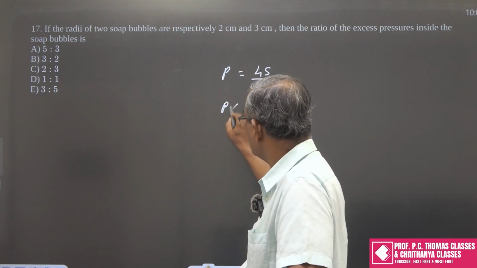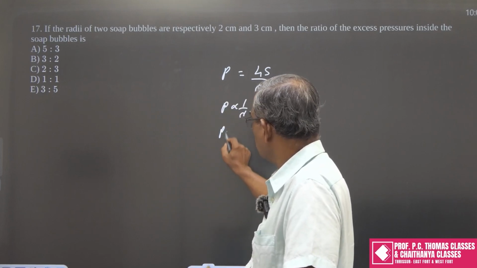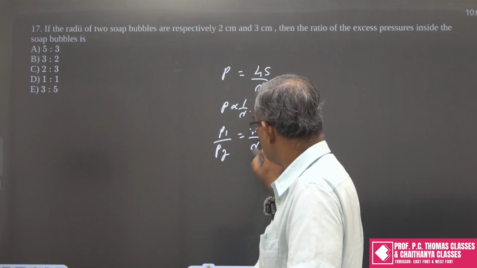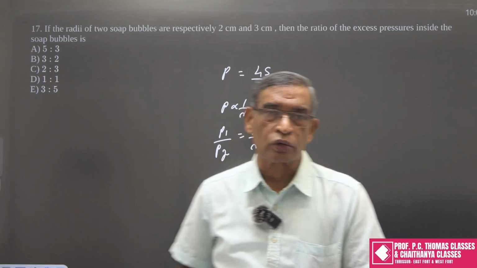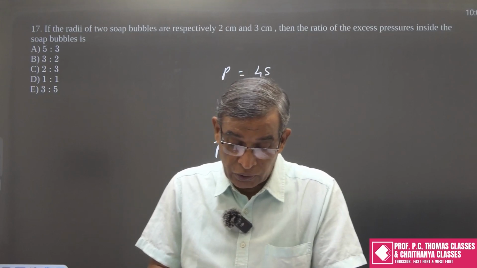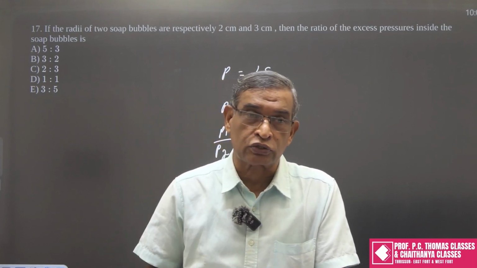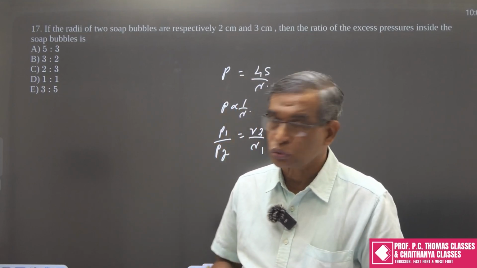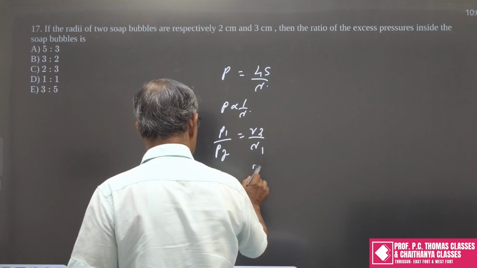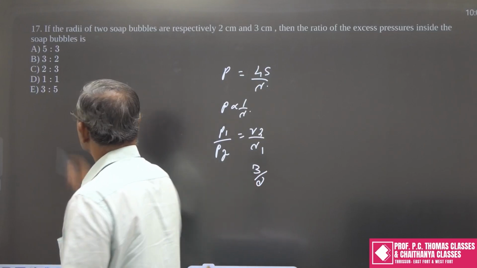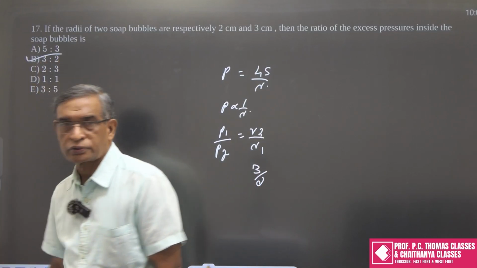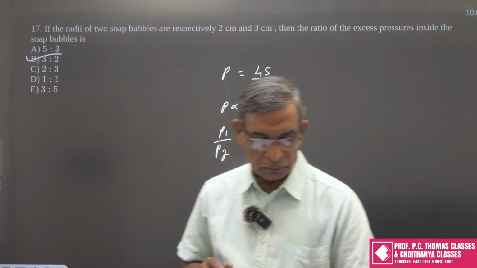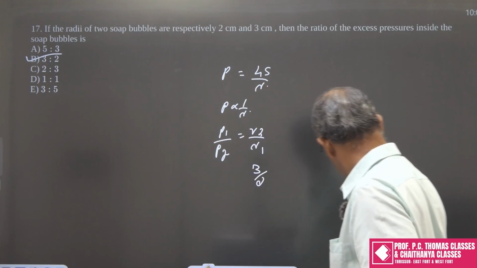So P is proportional to 1 by R. So P1 by P2 is equal to R2 by R1. Radius is given 2 and 3. The excess of pressure ratio is equal to 3 by 2. 3 is to 2. So the option is the boxed one. Excess of pressure formula must be there. Next.